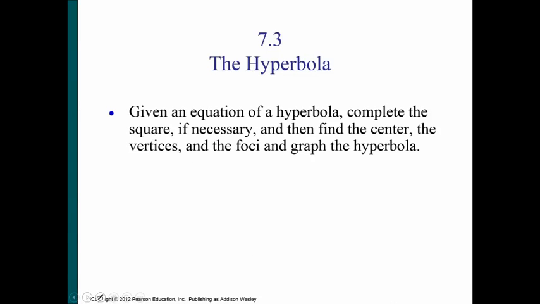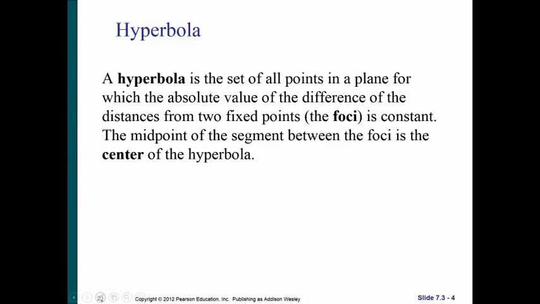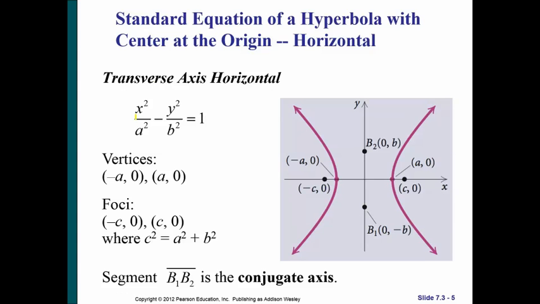The hyperbola. This is the big difference on the hyperbola, and we already alluded to this a little bit earlier. When we were doing ellipses, you found the sum of the distances. In a hyperbola, you're finding the difference. So you're not adding x squared plus y squared, you're subtracting them. You're finding the difference. And this is the equation.